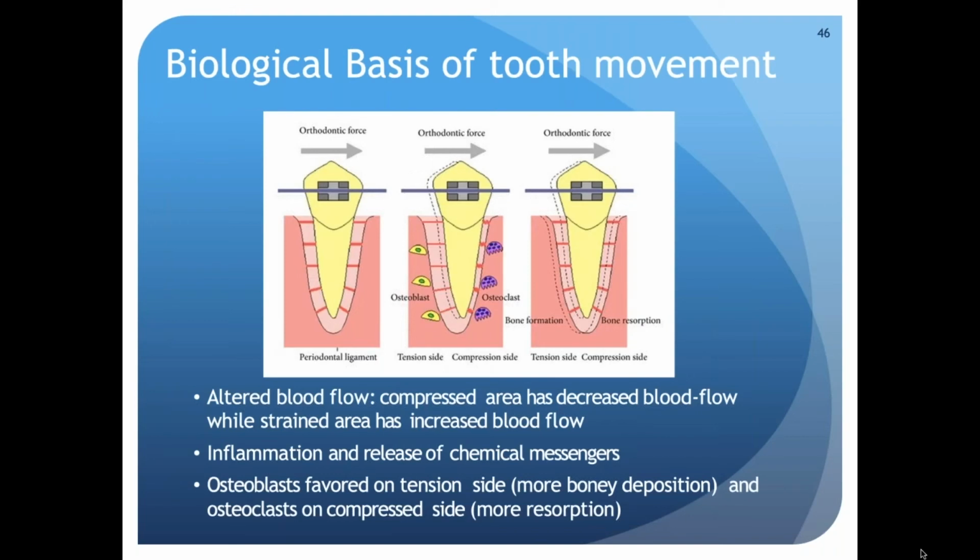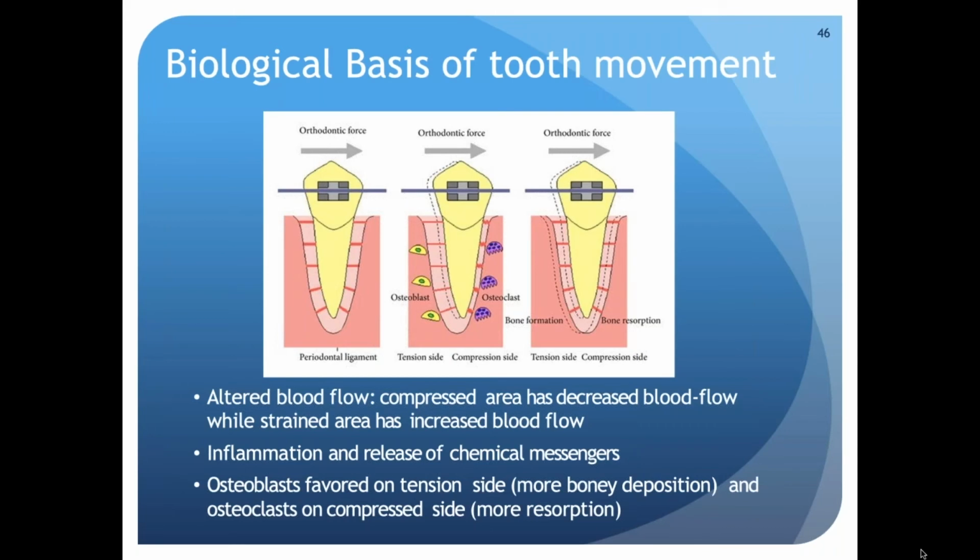So really some basic science in terms of tooth movement. When we're applying an orthodontic force, we're talking a lot about tension and compression. In our area of compression, we're going to have decreased blood flow. In our tension area, or where there's strain, we're going to have increased blood flow. That's going to cause some inflammatory markers and chemical messengers to be released.